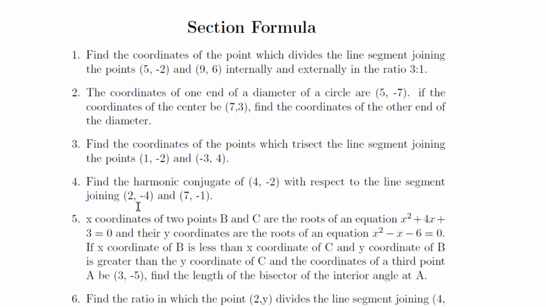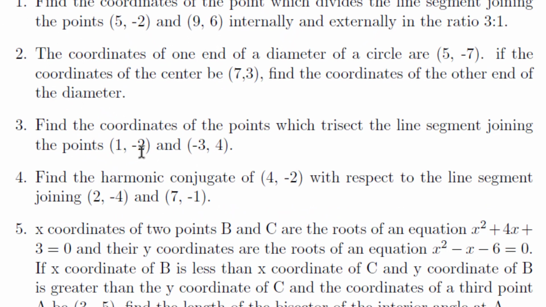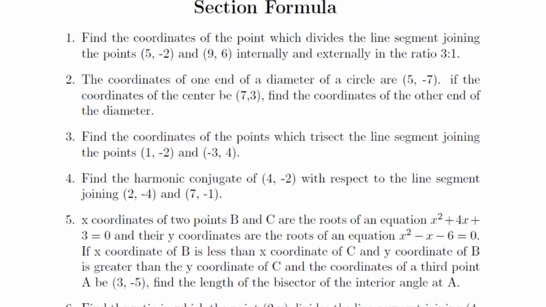Moving to next question. Find the coordinate of the point which trisect the line segment joining the point 1, 2, 3, 4. Question 3. 2 points are given: 1, -2, -3 and 4. We need to find 2 points which will trisect this line, right? Let's say point A and this is point B, and obviously this is the case of internal division. So ratio of this over this is 1:1:1.